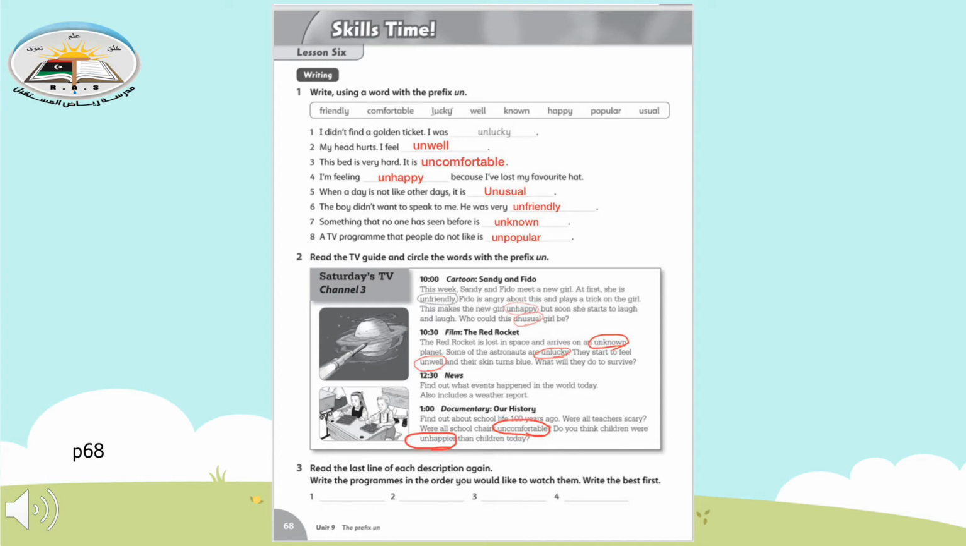Let's move on to question number 3. Read the list and description of each again. Write the programs in the order you would like to watch them. Write the best first. So this is your homework. The last question is your homework. You need to read the programs again and think of the best one for you. Your favorite should be number 1. Your second favorite should be number 2. Your third favorite should be number 3, and your least favorite should be number 4.